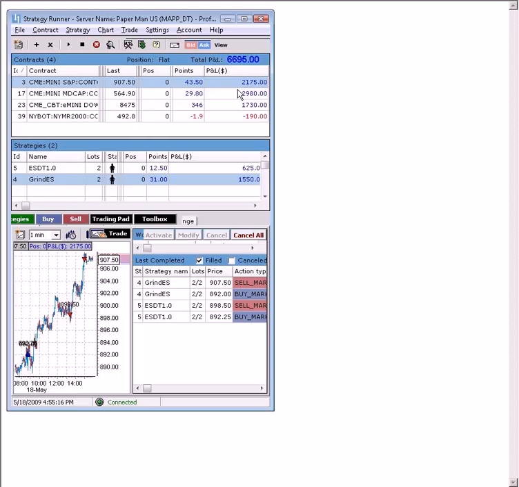And if we can go back over here, there's the MAP DT, $6,695 was the gain for the MAP DT, the venerable MAP DT.